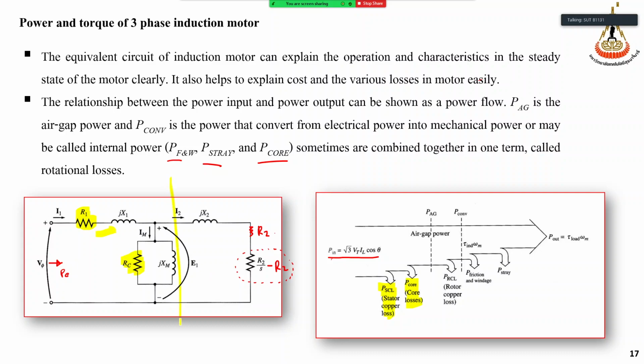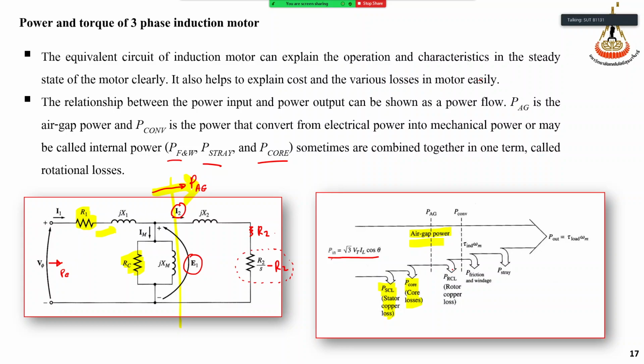And from this, the power transferred here we call the air gap power. It's the power transferred from the stator to the rotor across the air gap. This is PAG. If we compute the power across here, we call it PAG. How much is PAG? PAG would be I2 into E1 here, the P air gap.